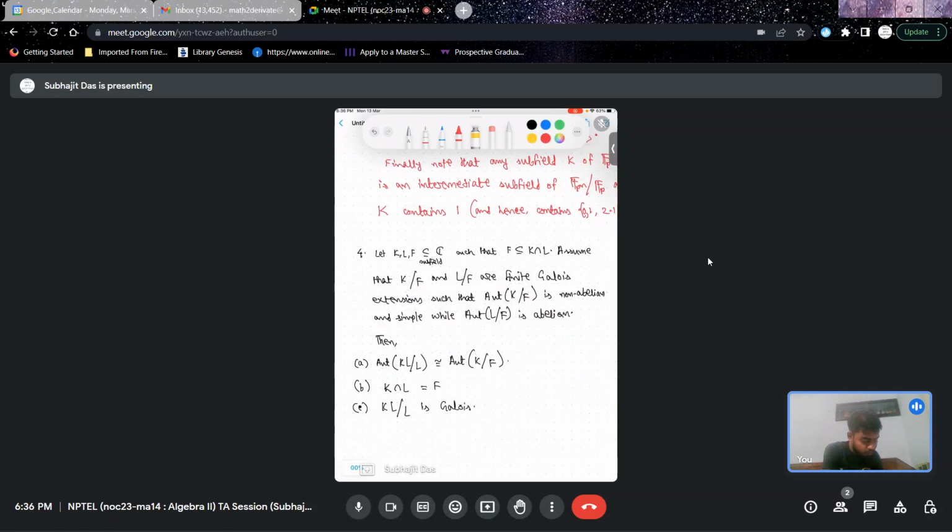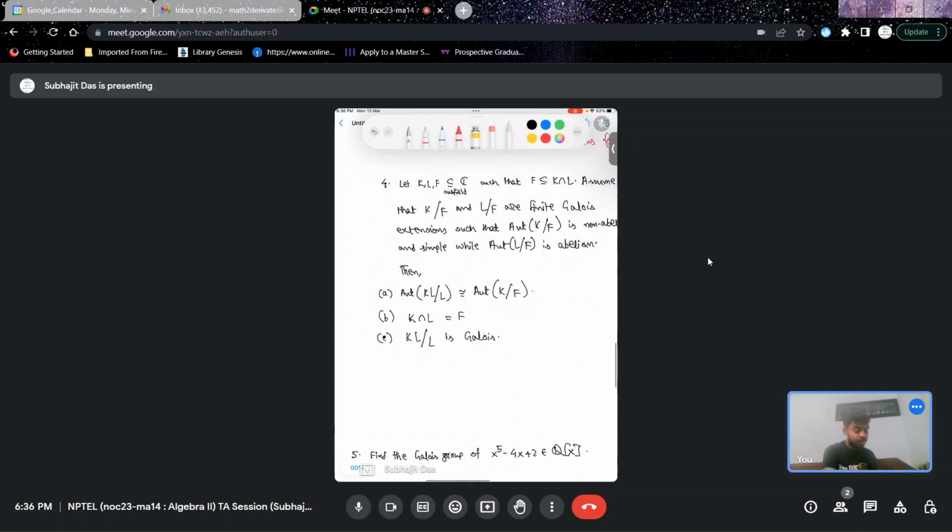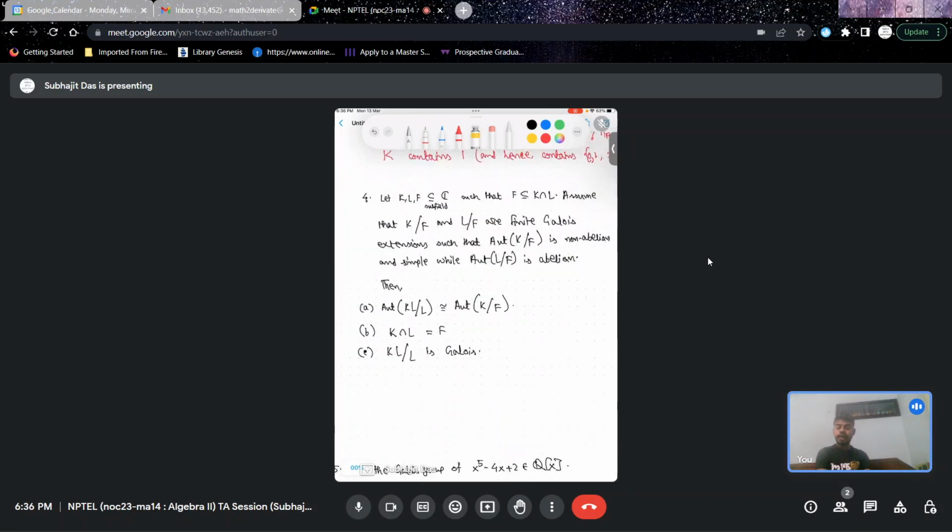So let us move on to problem 4. This is straight from the assignment. I thought that this is an interesting problem, which is why we are discussing it. I sort of changed the options, but the problem is the same.